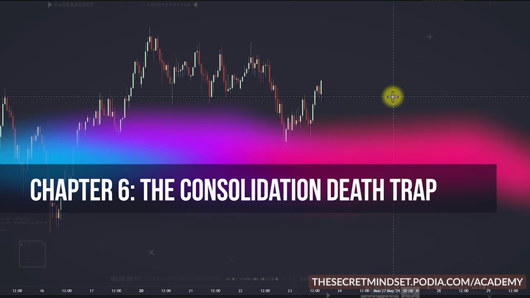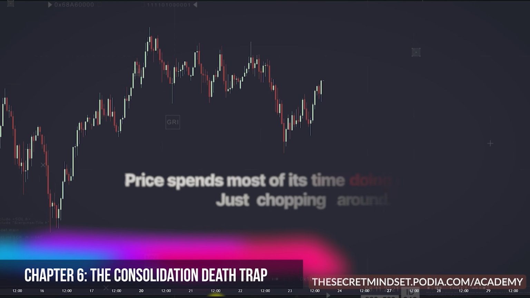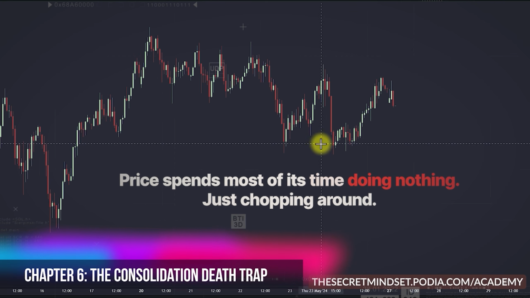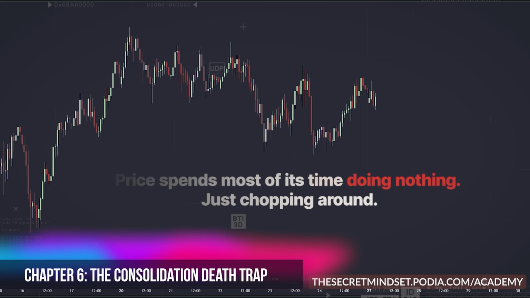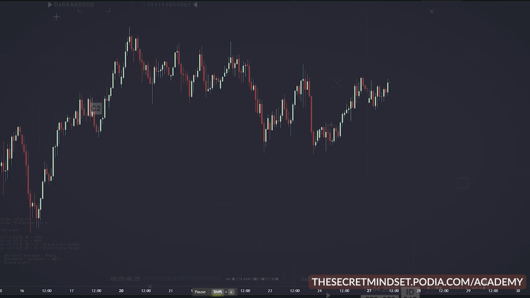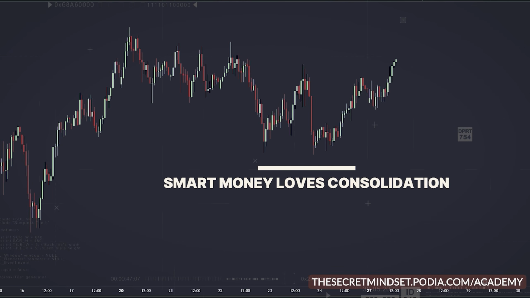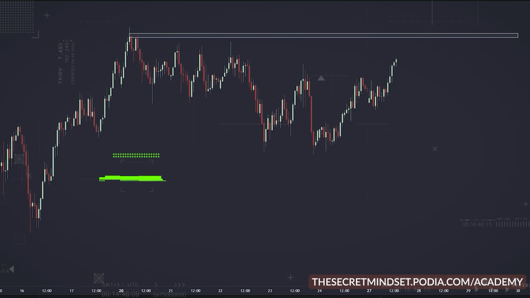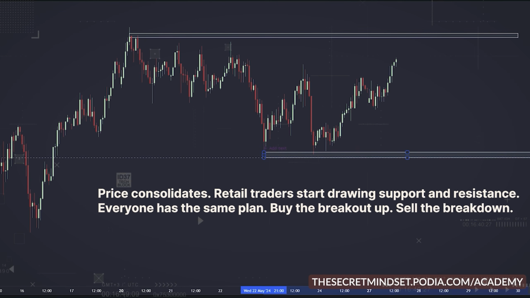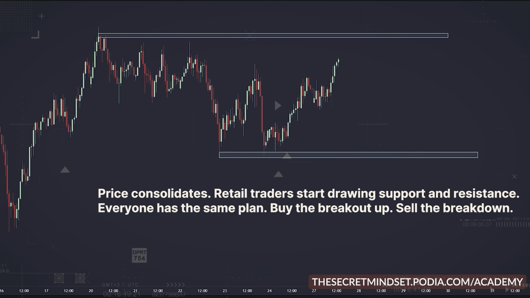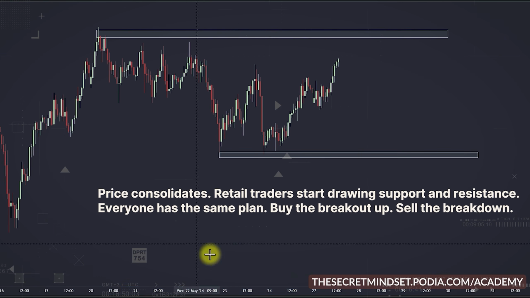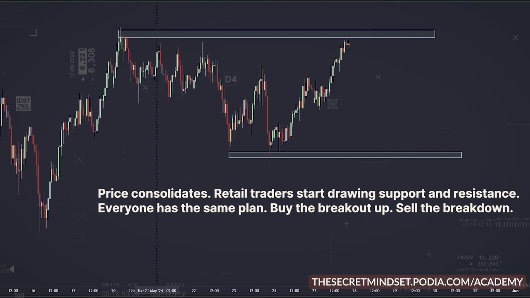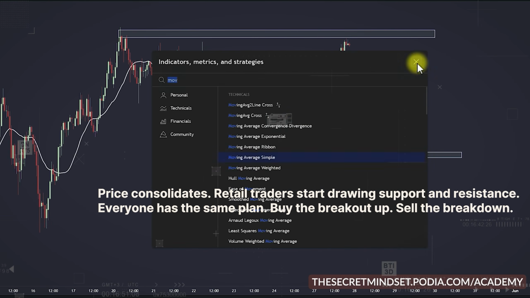Price spends most of its time doing nothing, just chopping around, going sideways. Traders hate this. No clear direction, no obvious trades, just noise. But smart money loves consolidation, because that's where they set their traps. Here's how it works. Price consolidates. Retail traders get impatient. They start drawing support and resistance lines at the edges of the range. Everyone sees the same levels. Everyone has the same plan. Buy the breakout up, sell the breakdown.